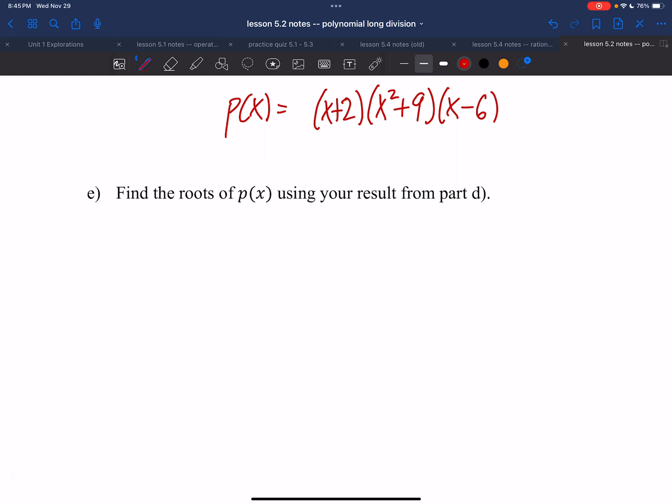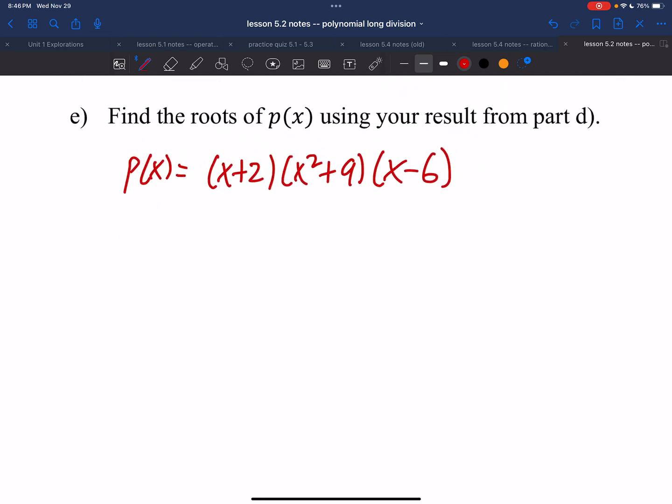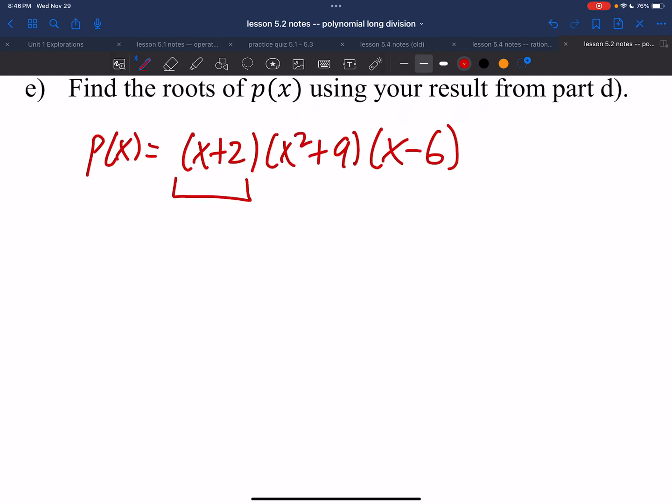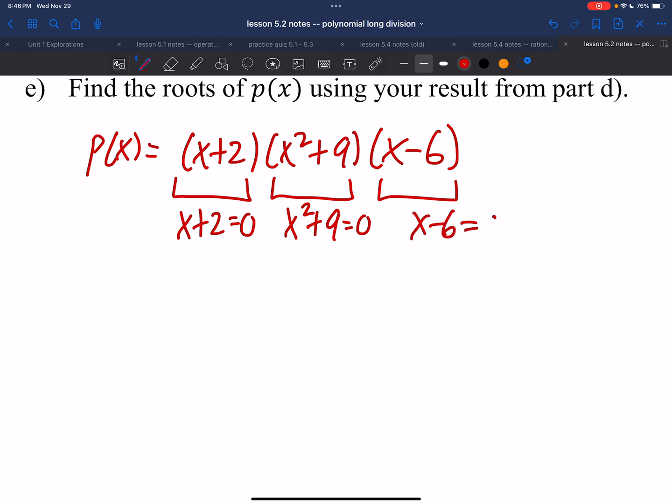Now part E says find all roots using that result. So if p of x equals x plus 2 times x squared plus 9 times x minus 6, how do you find the roots? You set each factor equal to 0 every time, right? That's how you find roots. From factored form, you set each factor equal to 0. Now, I should get two roots pretty fast here. That's -2, and this one's 6.